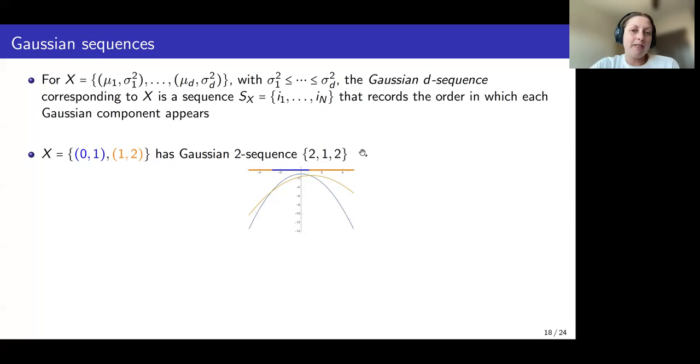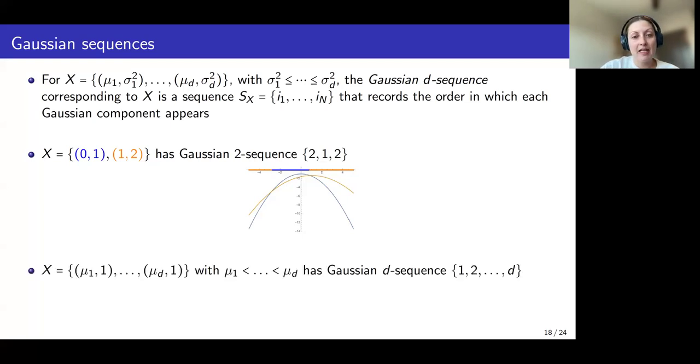In some sense this is a natural thing to do, but one thing that's nice about it is that it now allows us to associate a combinatorial type to each of our Gaussian Voronoi diagrams. One more example: if I have a case where all of my variances are just 1 and the means are weakly increasing, this will have Gaussian D sequence 1, 2, 3, all the way up to d. So again, what this allows us to do is organize all of the different types of clustering behavior that we see into these different combinatorial types, based on these Gaussian sequences.